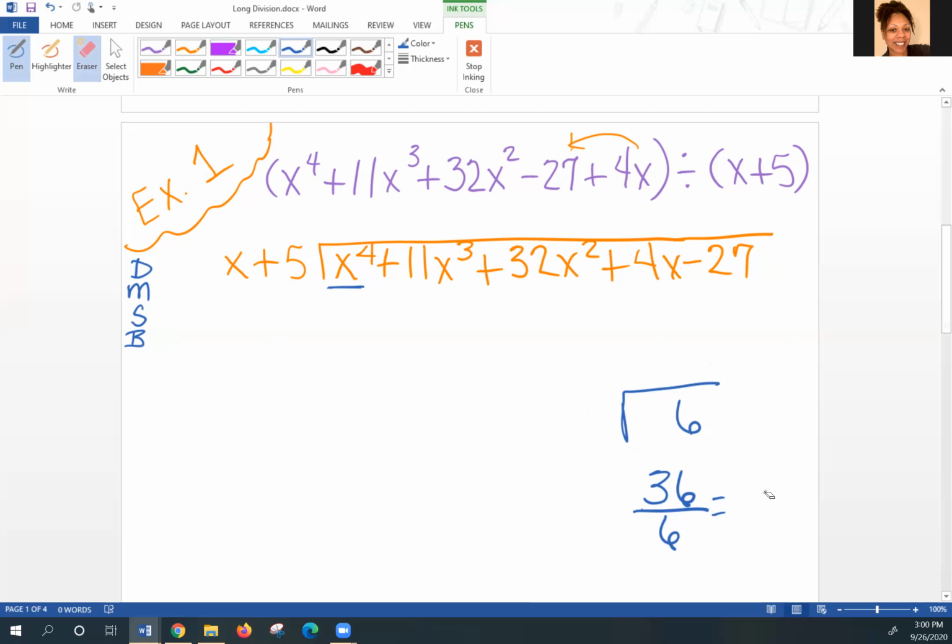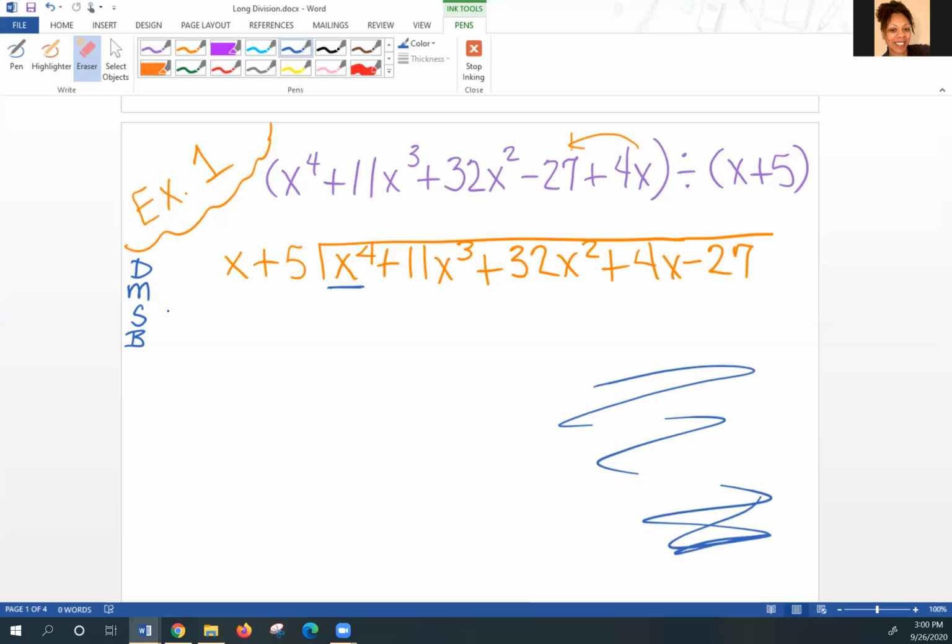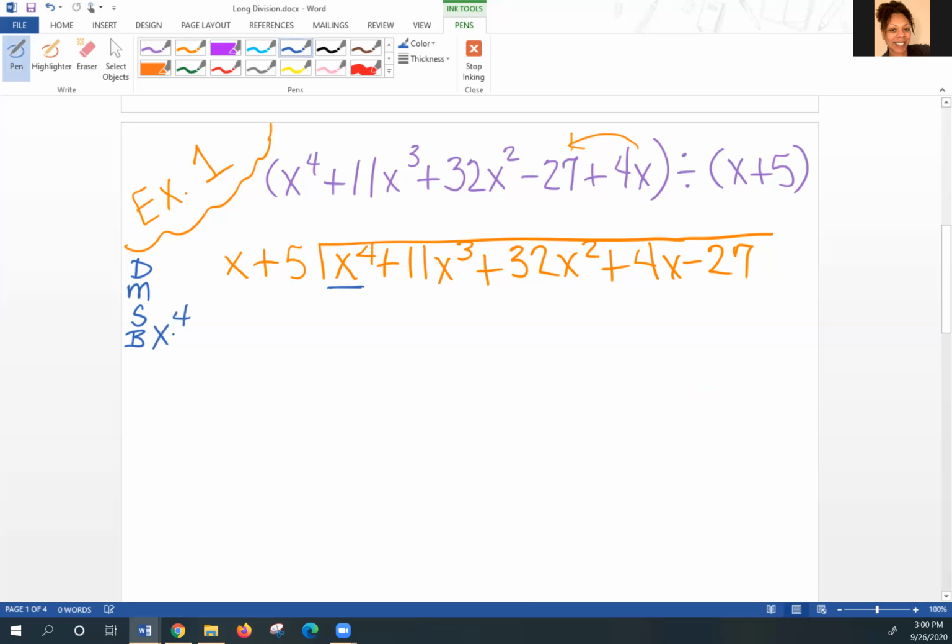And I've been having problems all day with my eraser, so excuse that. All right, so over to the side, I'm going to take my first term, x to the fourth, and divide it by my first term of my divisor, which is simply x. Recall that when you have exponents that you're dividing, you want to subtract them. So 4 minus, there's understood to be a 1 there, so that's going to leave me x to the third power. That answer is my quotient. It's the start of my quotient.